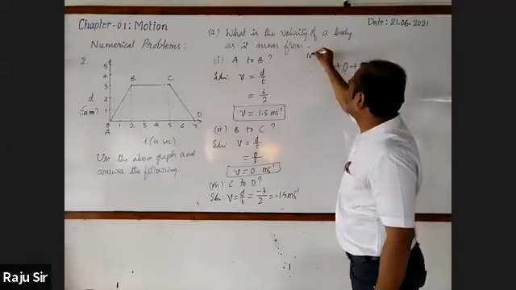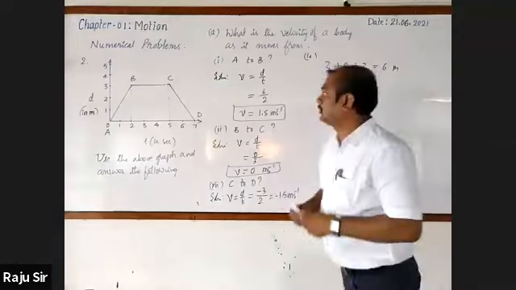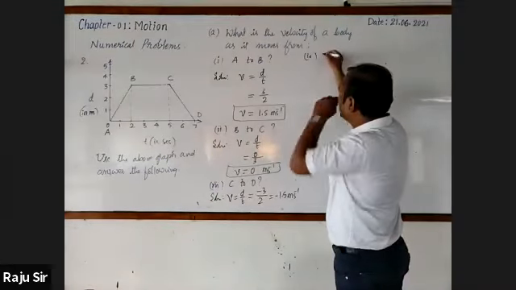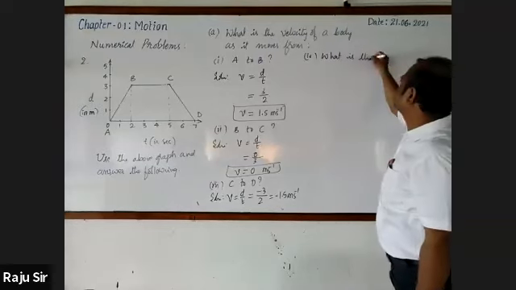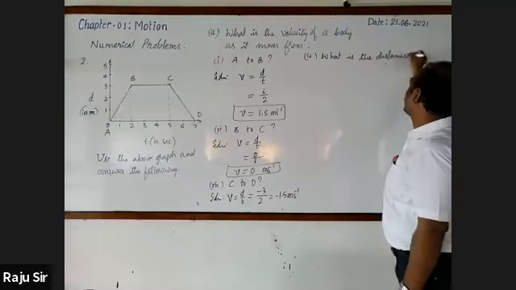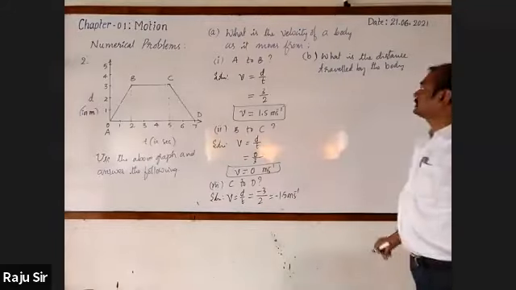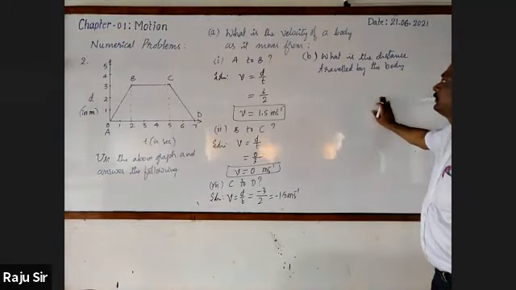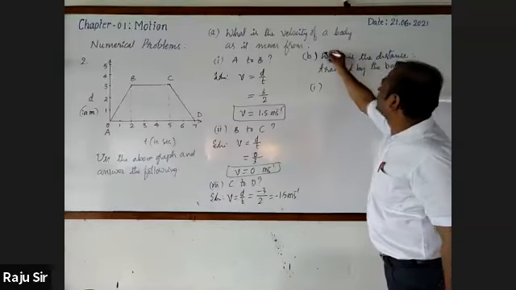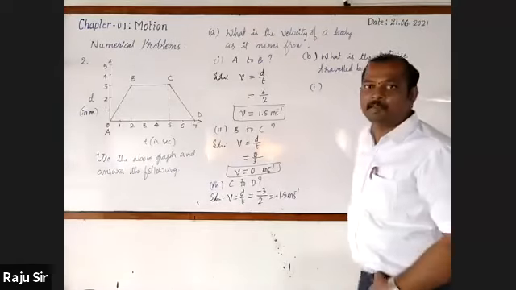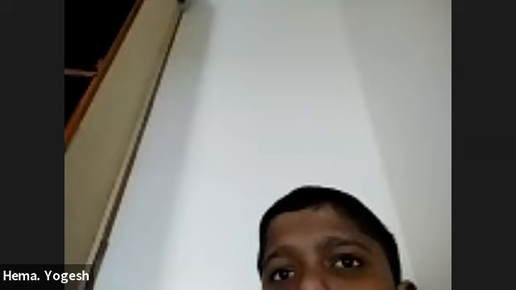Fourth. What is the distance traveled by the body? Sir, it's blur, sir. It is V1. What is the distance traveled by the body? Sir, we can't see anything, sir. It is blur. Oh, very good. What about the others? Clear, sir.